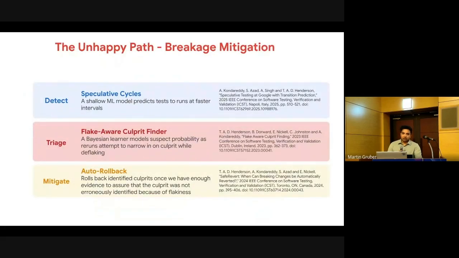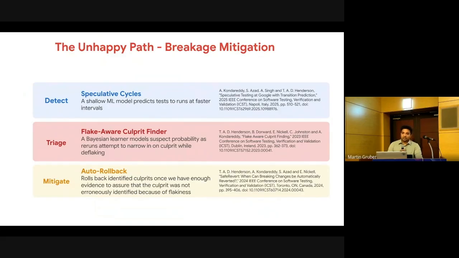In the past, we've done a lot of work on this unhappy path that we've published. For detecting breakages faster, we have the idea of speculative cycles. As I said, we comprehensively test all targets that could have broken every hour to an hour and a half. But we also, every 20 minutes or so, run targets with a predictive test selection using an ML model. We have this flake-aware culprit finding algorithm for finding the commit that caused the regression.